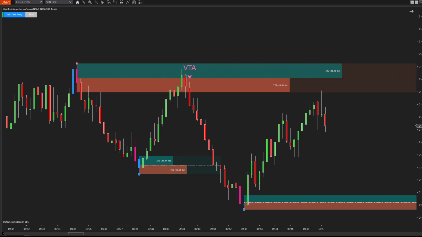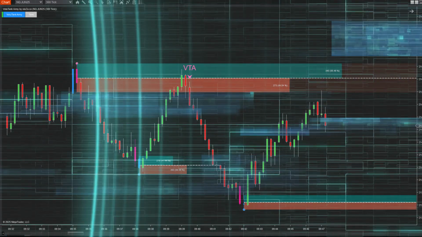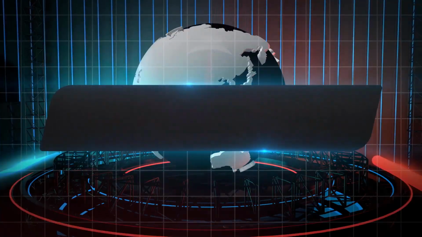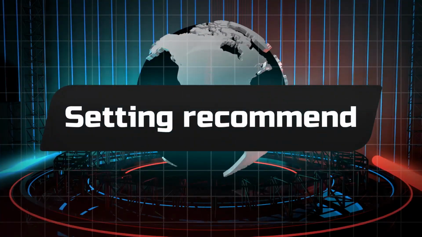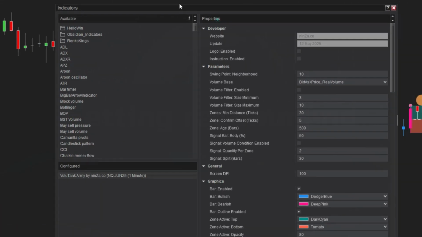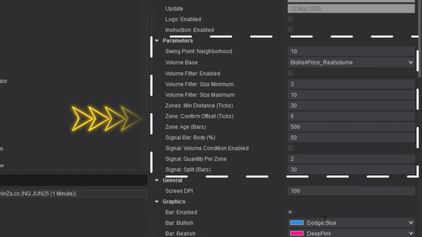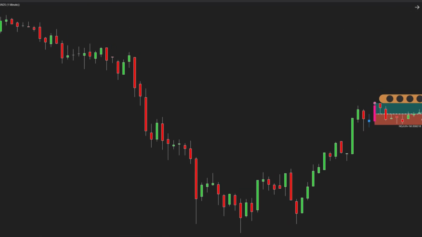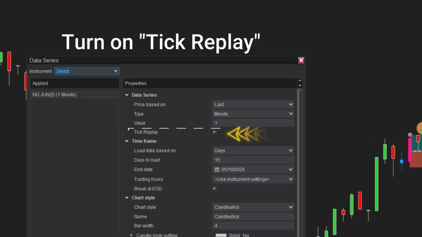With that, I've just answered one of the most frequently asked questions traders have about how VoluTank Army interprets volume within supply-demand zones. Now, before we move into the trading strategy section powered by VoluTank Army, let me first share a few key setting recommendations of this indicator. First, here are the settings I recommend for trading on 1-minute charts and 100-tick charts. To ensure VoluTank Army functions properly and accurately reflects real-time buy-sell volume, you must enable tick replay on your chart.